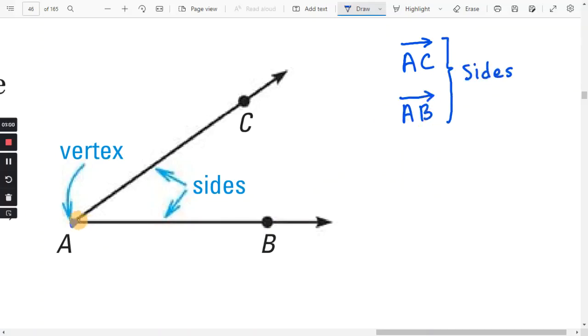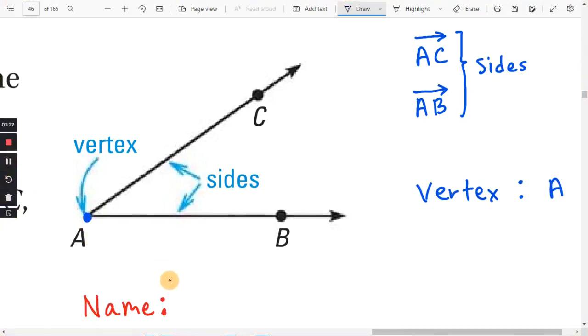And the vertex is where the rays meet. So the vertex is just point A. You can think of the vertex as where the angle starts, the point where the angle starts. Now, if you wanted to name this angle, you can use the vertex letter. So you write the angle symbol here, and write the letter A. So that's angle A. Or you can use three letters.